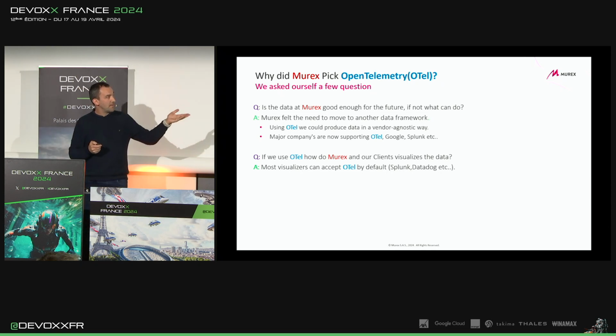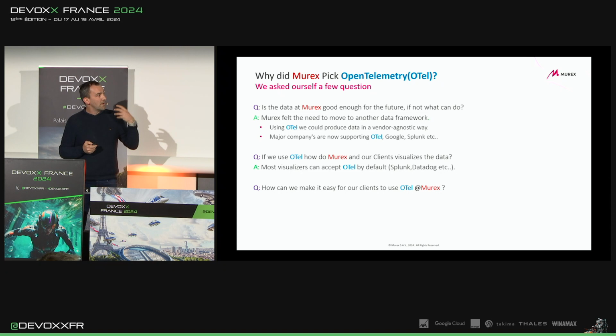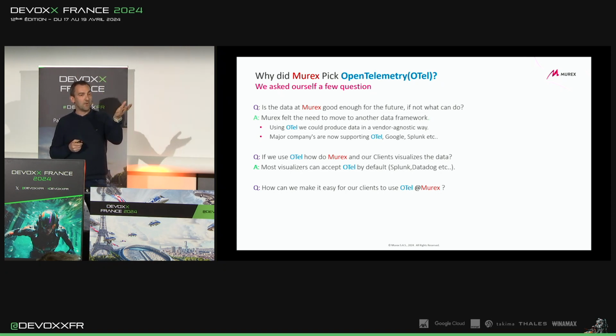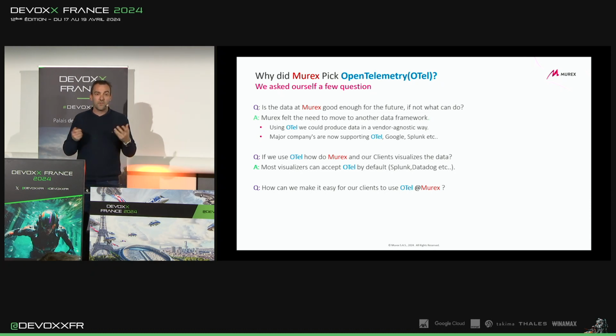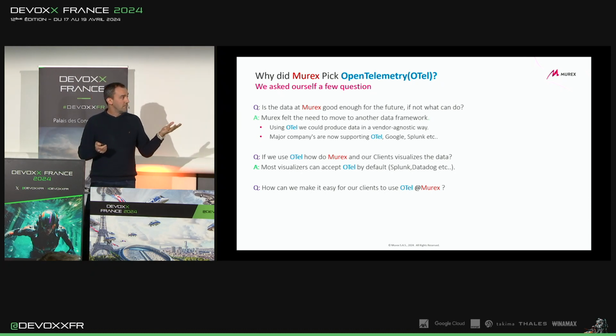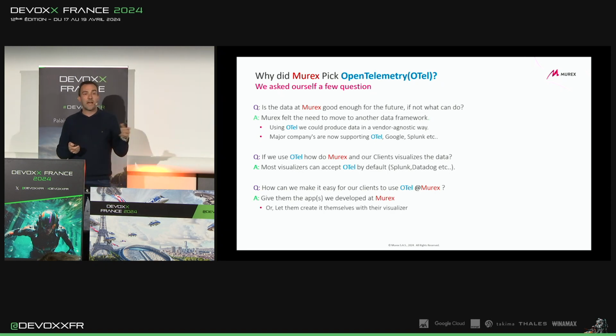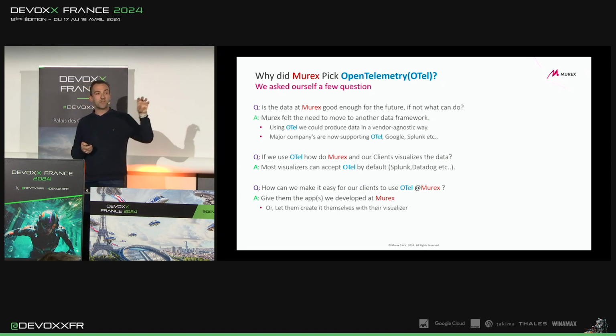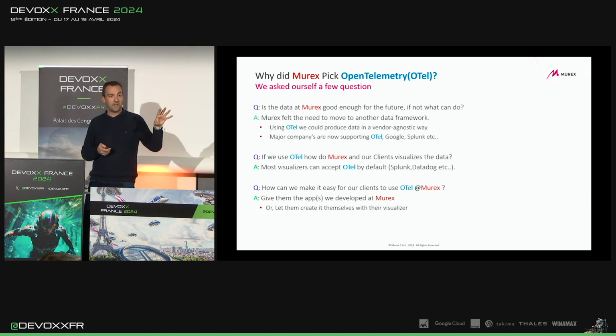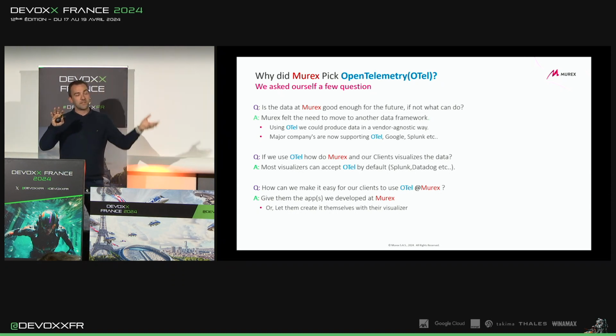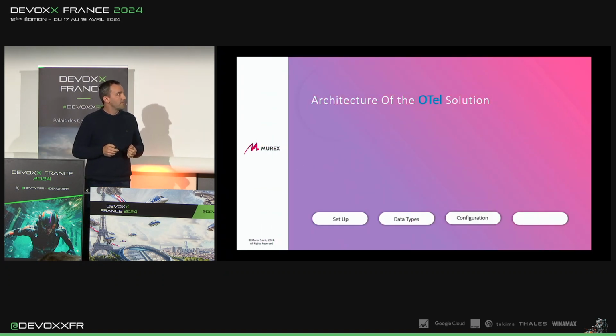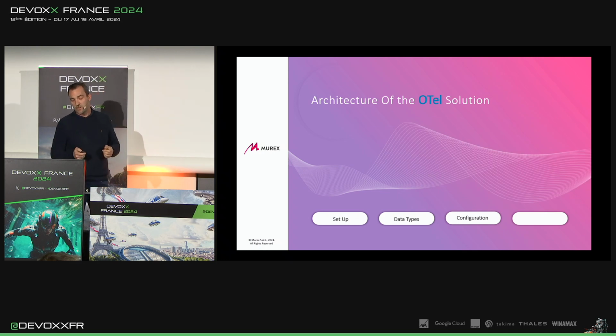So I told you this at the start. Most visualizers accept OTel. So therefore, if the Murex application is in the bank and the data is coming out, they might have Splunk or Datadog, but they can connect to the data and they can then visualize it. How can we make it easy for our clients to view this new data? Well, in our case, we're going to develop an app. The app is in Splunk. And then we're going to give or sell the app to our clients. So if they have Splunk already and they have Murex, they simply download the app and it's plug and play. And it just works.